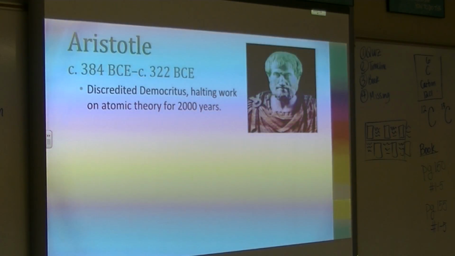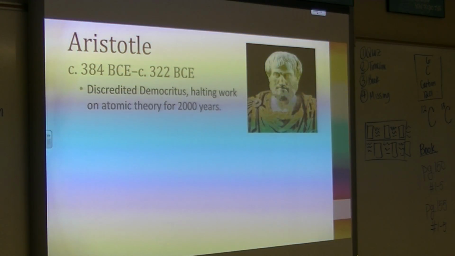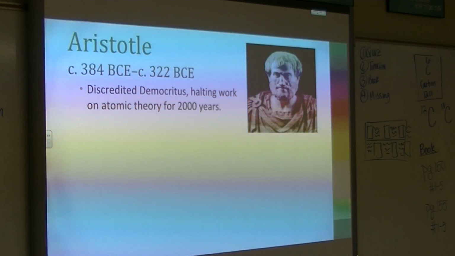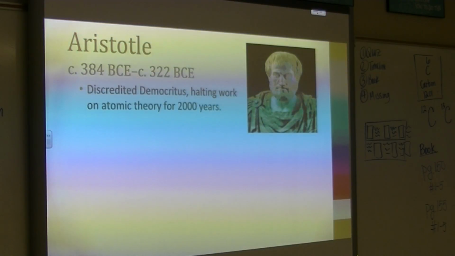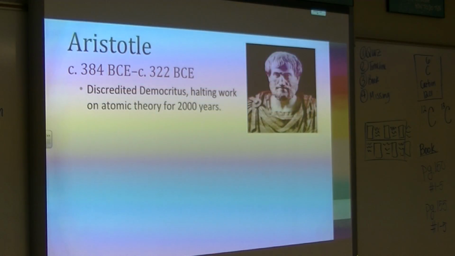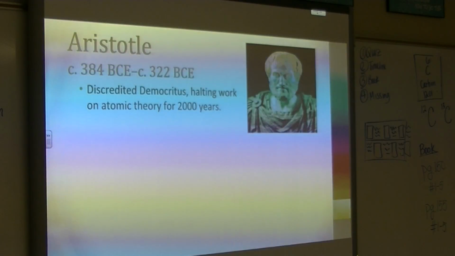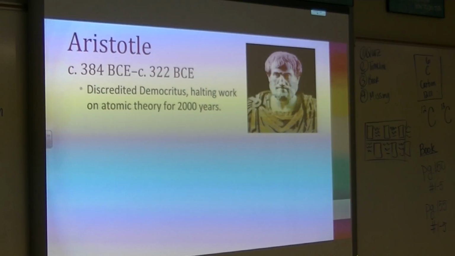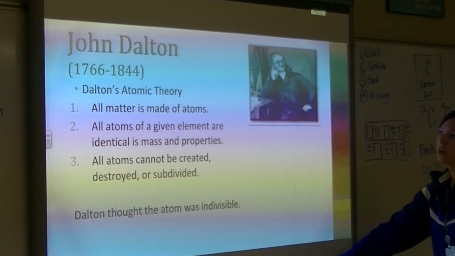And so as soon as he discredited Democritus, as soon as he said, this guy's wrong, everybody believed him, because they had no reason not to. He was very intelligent. He was a leader in philosophy. He had studied under some major people who are really well known. So as soon as he discredited Democritus, it halted all work on the atomic theory for 2,000 years. Okay, 2,000 years, people were just like, well, Aristotle said it wasn't true, so there's just no way it is. Okay? So along comes John Dalton.